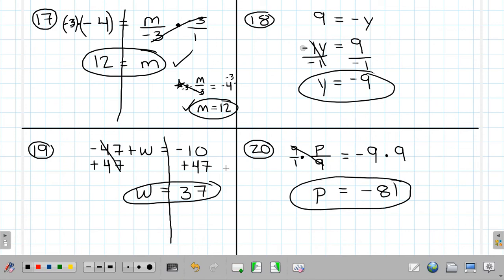And then once again, plug it back in, which I have been slacking off on. Negative of negative 9, or negative 1 times negative 9, is positive 9. So that one works out. 37, negative 47 plus 37. Well, once again, if you do that, you should get negative 10, which we do. Okay, negative 81 divided by 9 gives me negative 9. So that one works out.